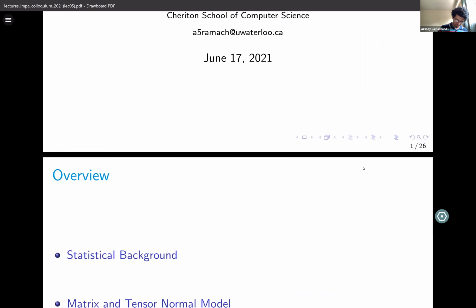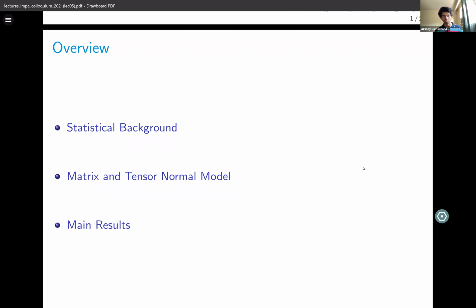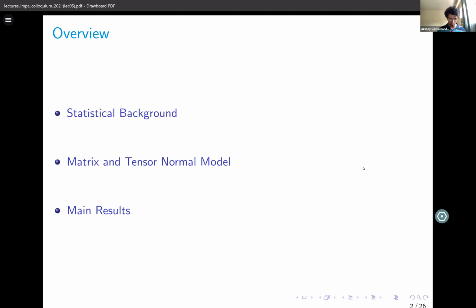So the problem we're going to study is called the matrix and tensor normal model. It's an estimation problem. First I'm going to go over some background: what are estimation problems, and how do we measure how good an estimator is, like what's the goal of these statistical problems. Then I'll give the exact problem that we're going to study, which is the tensor and matrix normal model. And then I'll mention the main results. It should be pretty clear what the main results are, because it'll look a lot like the tensor scaling that we studied last time. So we just have to use our recently given results on tensor scaling to give whatever the application will be.